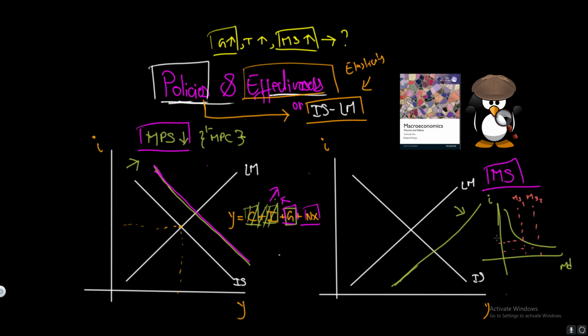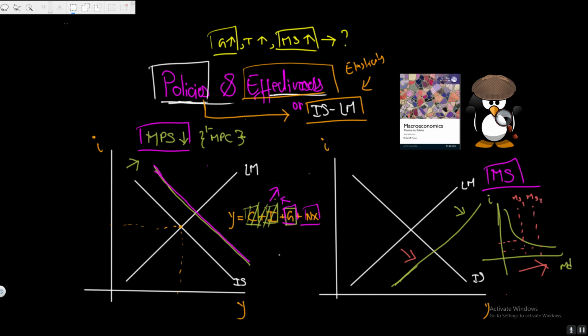So when the interest rate drops, the speculation increases, and when the speculation increases, the money demand in the economy also increases, and therefore the LM curve shifts to the right. We can look at it the other way around when the LM curve shifts to the left.